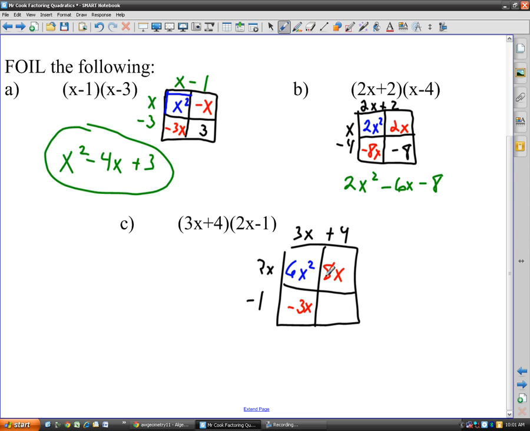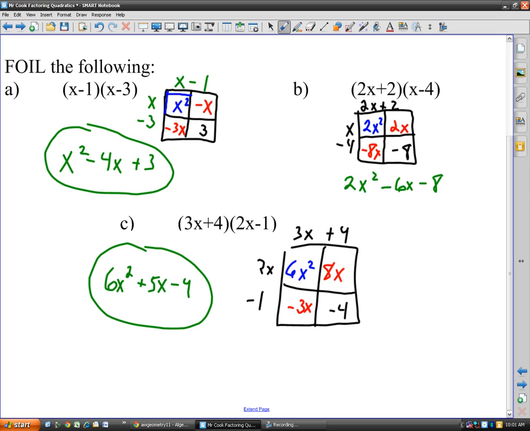And so then I just combine my like terms. Well, the blue one doesn't combine with anybody, so it's 6x squared. The reds will combine, which will give me 5x. And then negative 4, which is my final answer that I'm looking for. So now what we're going to do is reverse this operation, and I'm going to show you a way to do that.